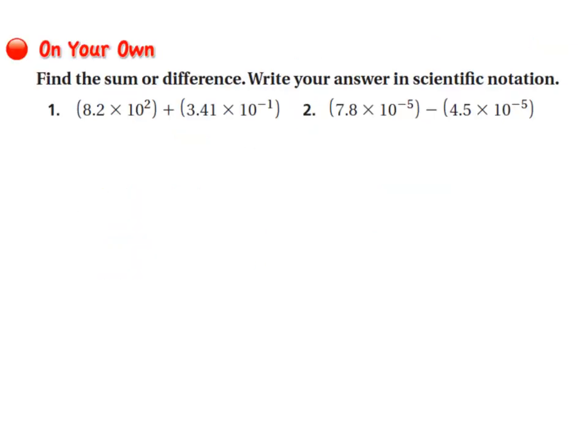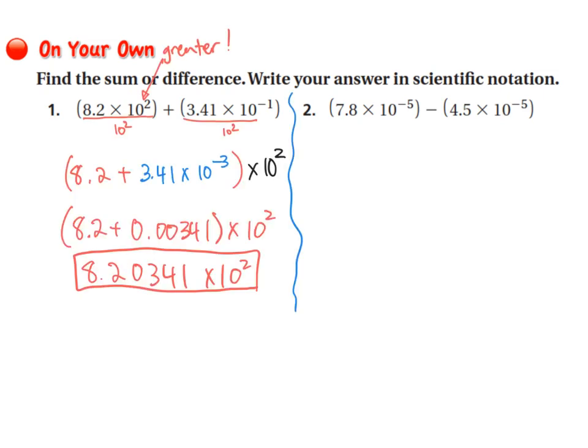So here's your chance to give it a try. I know this stuff can be pretty tricky. Pause the video, give it a try, and then unpause to check your answers. So I did the first one. The first one does not have the same power of 10. In fact, they're very different powers of 10. I chose the greater one, so I chose to factor out 10 to the second. As I went through that, it made the second number, this 3.41 times a power of 10, into a really small power of 10, 10 to the negative third. So it ended up working out just fine.